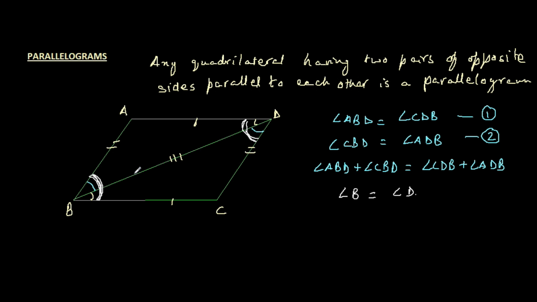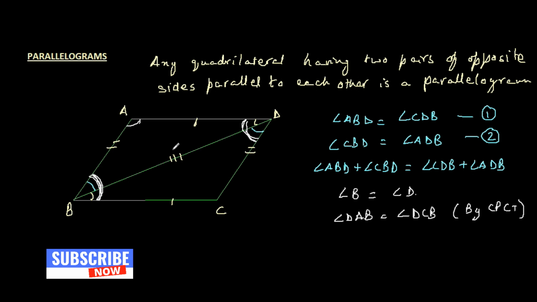Now we have got another relationship from this, that if these two angles are equal, then we can say that angle DAB, which happens to be angle A here, is equal to angle DCB. Again, we can say this by CPCT, corresponding parts of congruent triangles. So angle DAB is just angle A here, and angle DCB is angle C here. So that means angle A is equal to angle C. And there we have proved our next theorem also, that opposite angles in a parallelogram are equal.